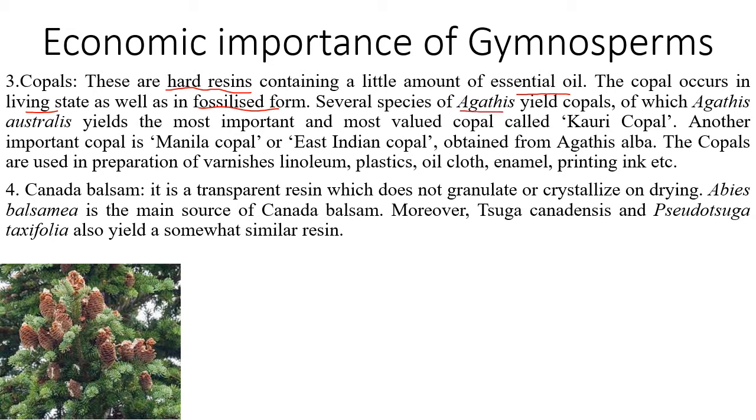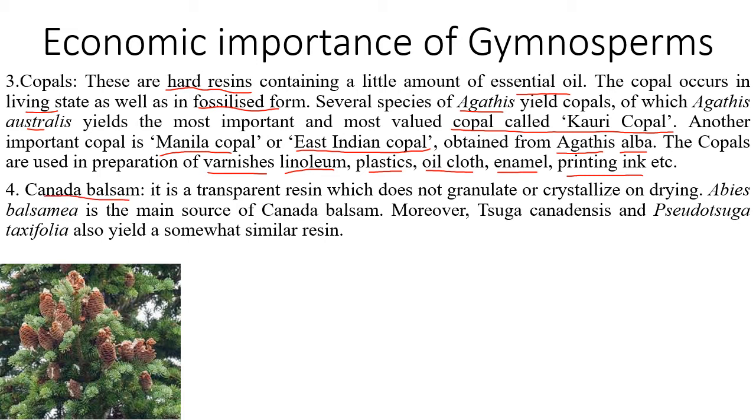of which Agathis australis yields the most important and most valued copal called Kauri copal, and another important hard resin material is called Manila copal or East Indian copal, which is obtained from the gymnosperm Agathis alba. The copal is used in preparation of varnish, which is used for motor winding of electrical motors. Then linoleum, plastics, oilcloth, enamel, printing ink, etc. are made by using these copals.